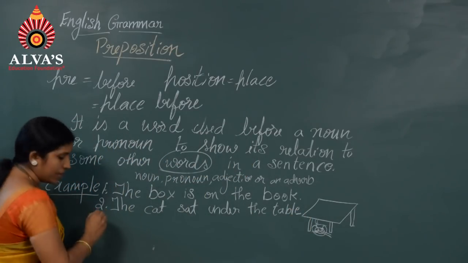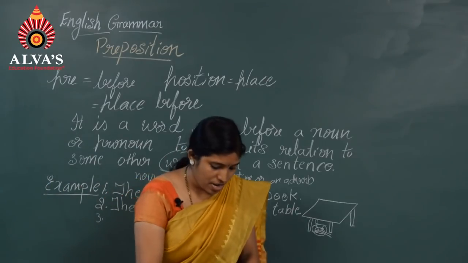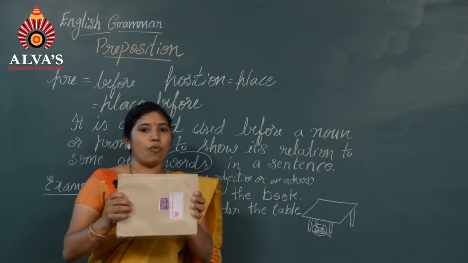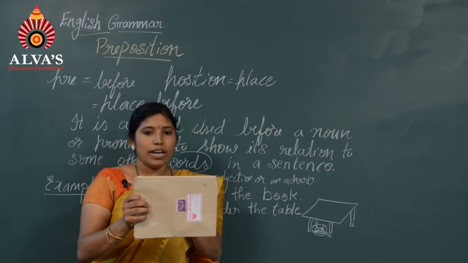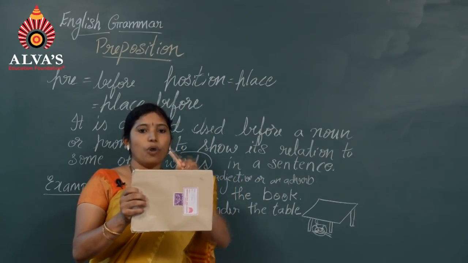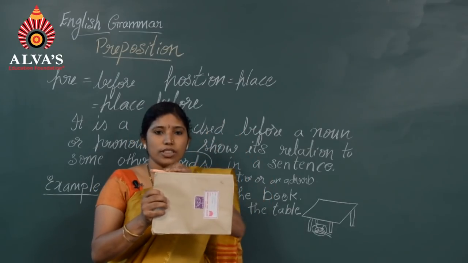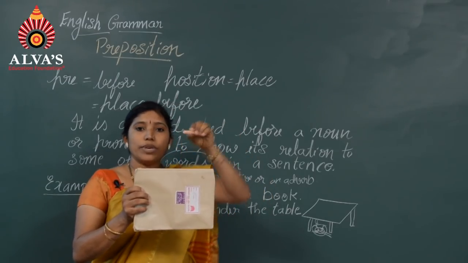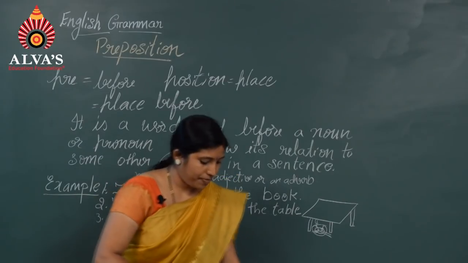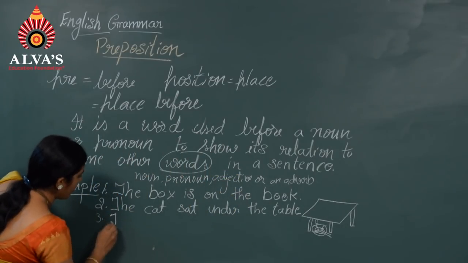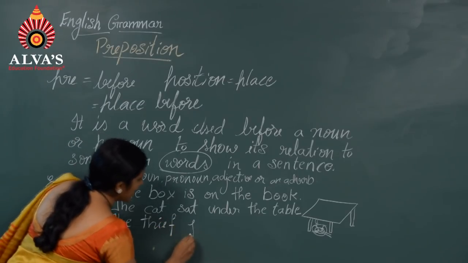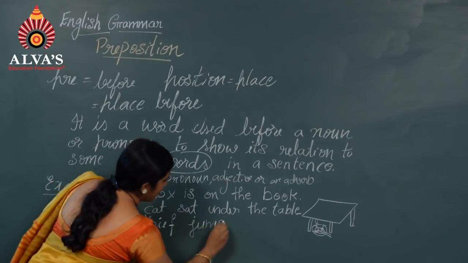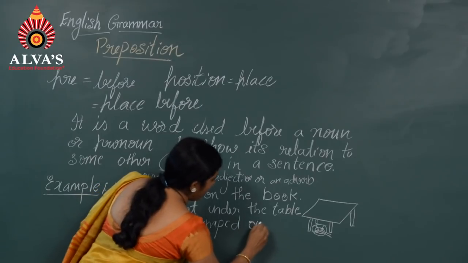Okay, next example. Suppose this is a wall and this is a thief. A thief, he jumps over the wall. Without touching this wall, he jumps over the wall. The thief jumped over the wall.